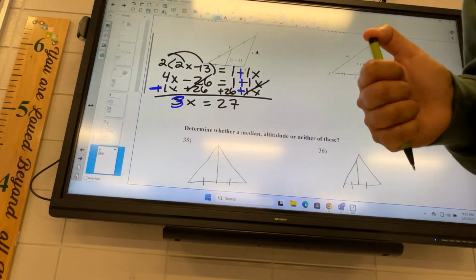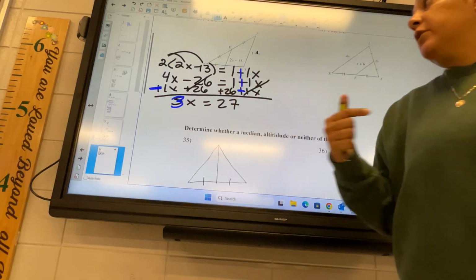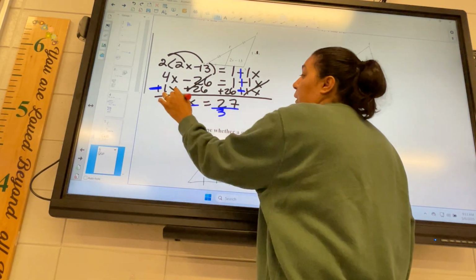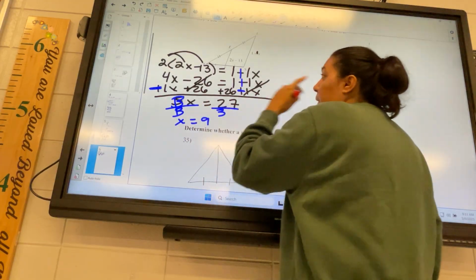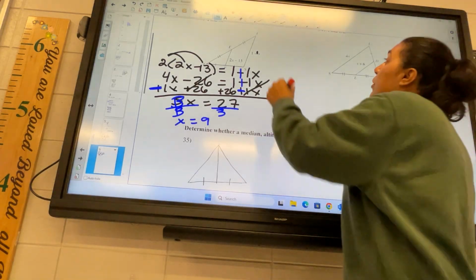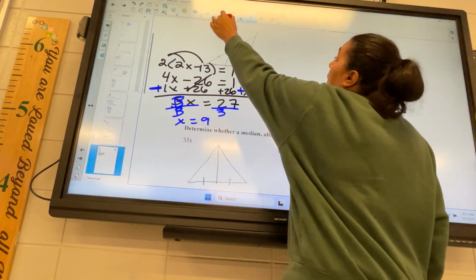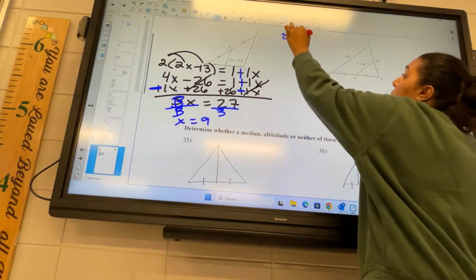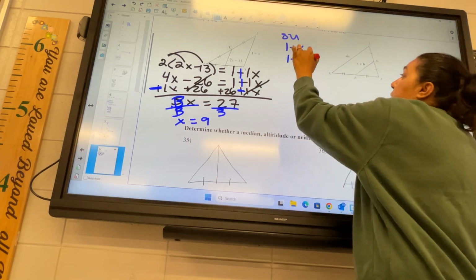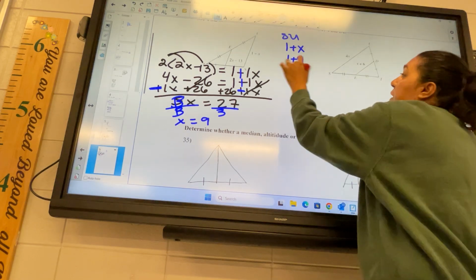I was gonna get a fraction. I automatically knew that 5 doesn't go into 27, okay? So if I get a fraction, something's wrong. Okay, so we get x equals 9. And we already figured out this one we gotta plug back in. So which one does it ask us to plug back in? SU. So SU is 1 plus x. So it's really 1 plus 9, which is 10.